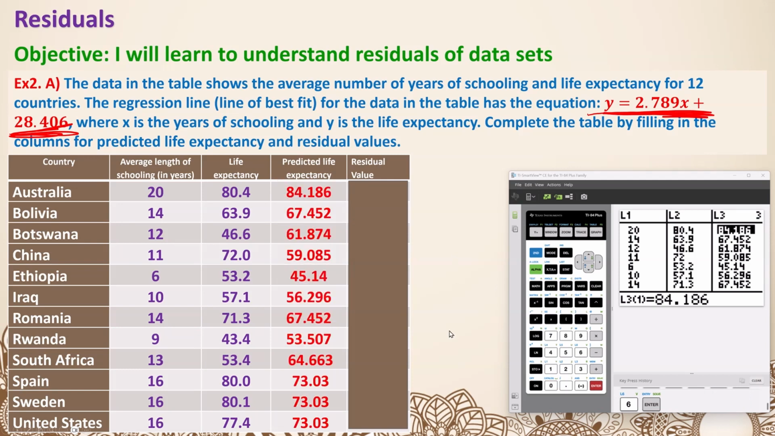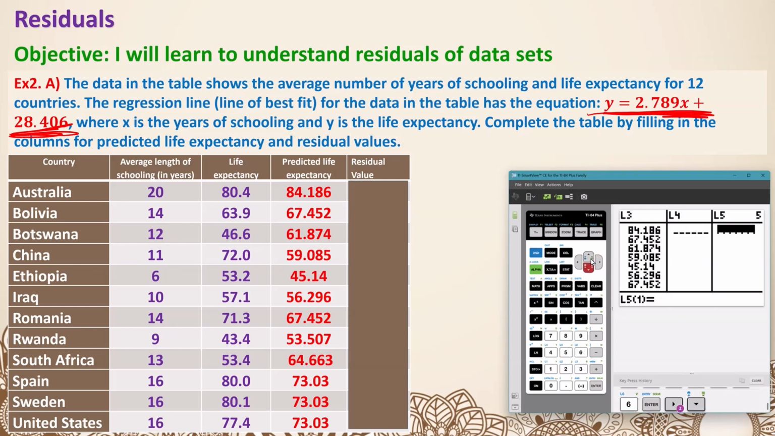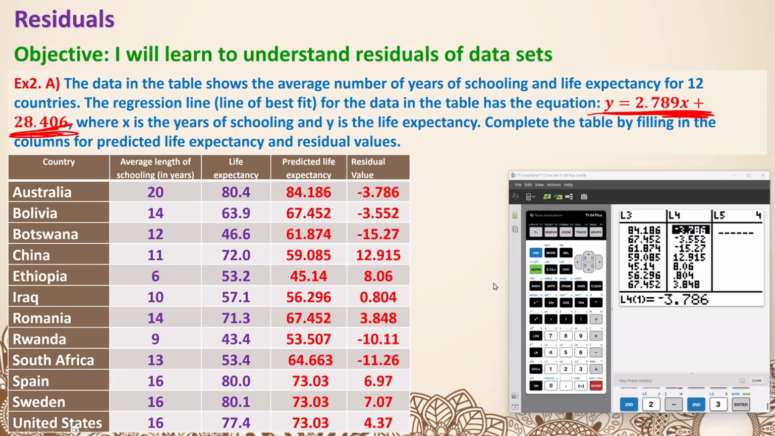So here they are. You can write down all the digits that are given in your calculator. And next, for L4, you can go either way. You can choose to do L2 minus L3, or you can choose to let the calculator do the residual for you. So we can do second 2 minus second 3. There you go, L2 minus L3. Press enter. These are all the residuals. Here they are, residuals.